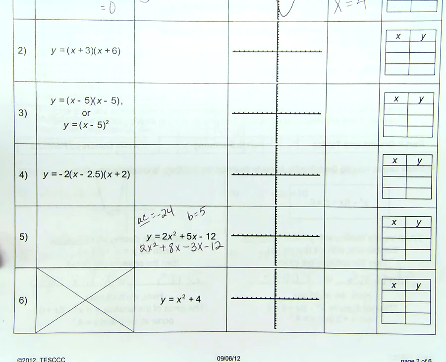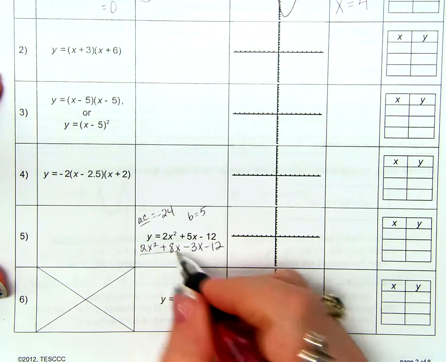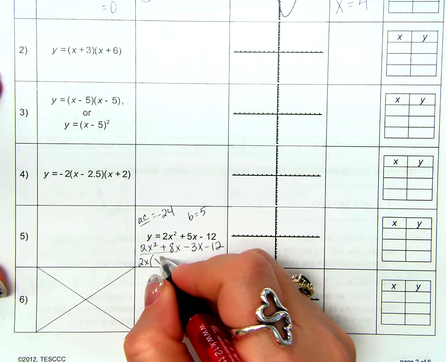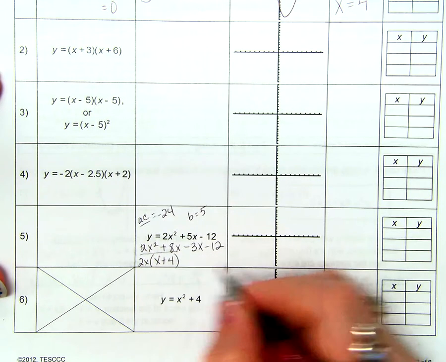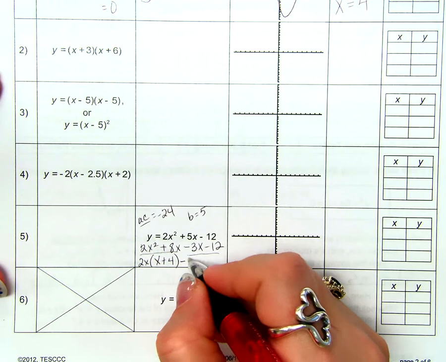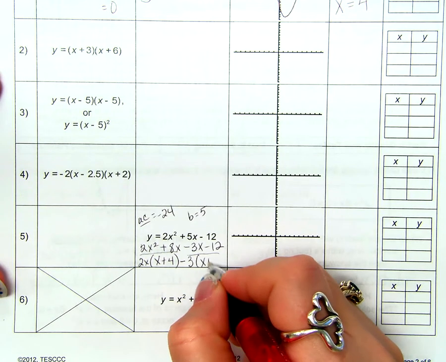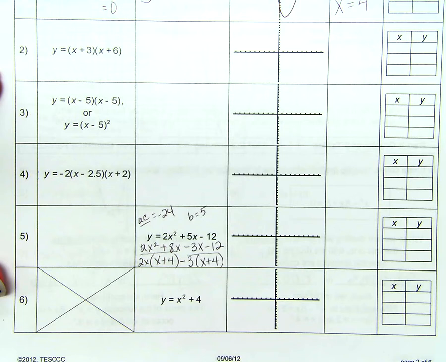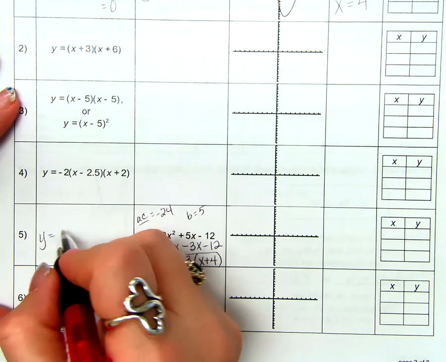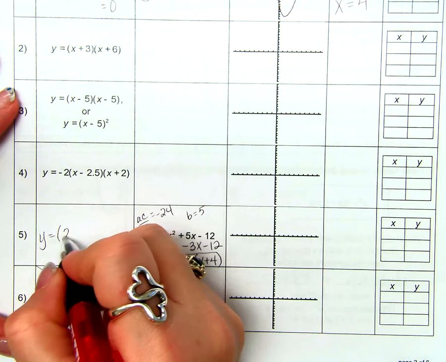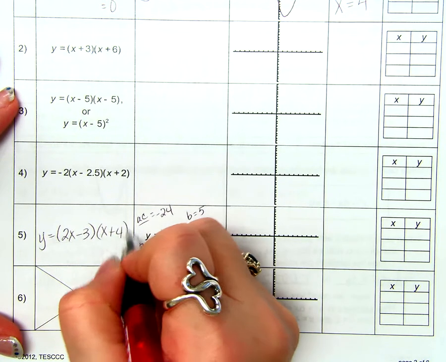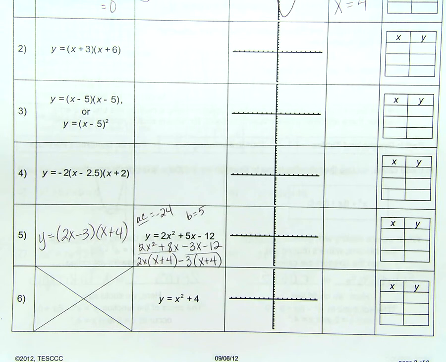Okay. So from here, I just look at the first two. Factor out 2x. What's left? x plus 4. Just look at the second two. What do I factor out? Negative 3. What's left? X plus 4. So what's my factored equation? Y equals what? (2x minus 3)(x plus 4).